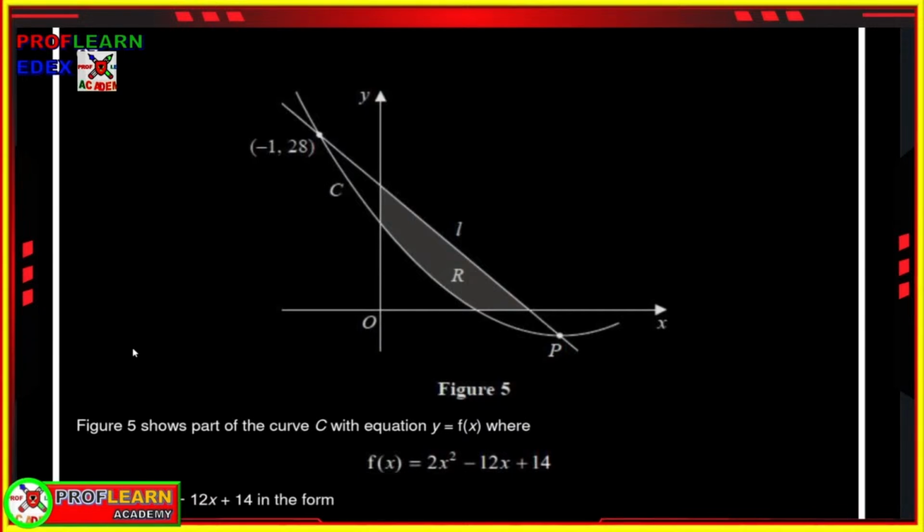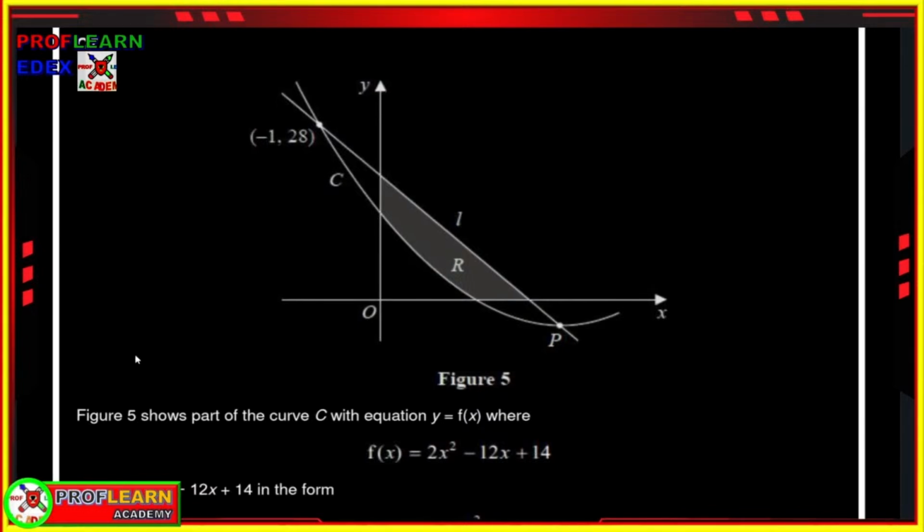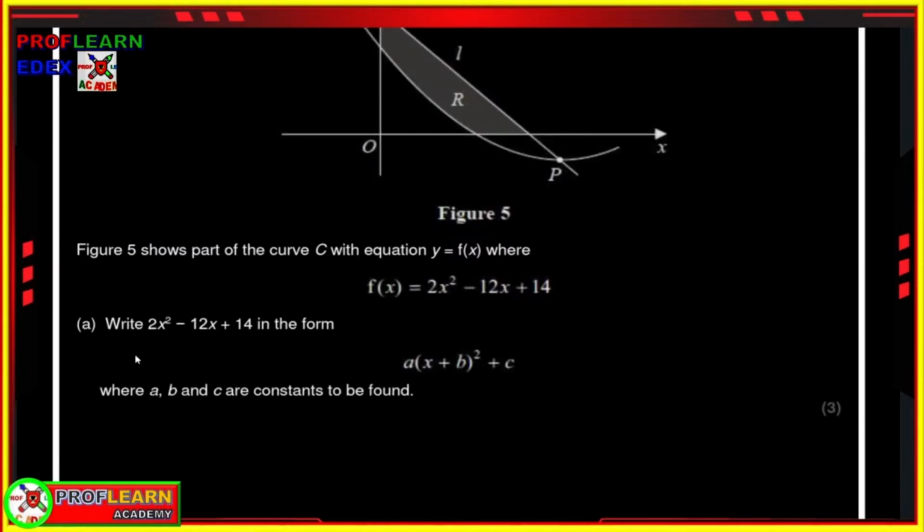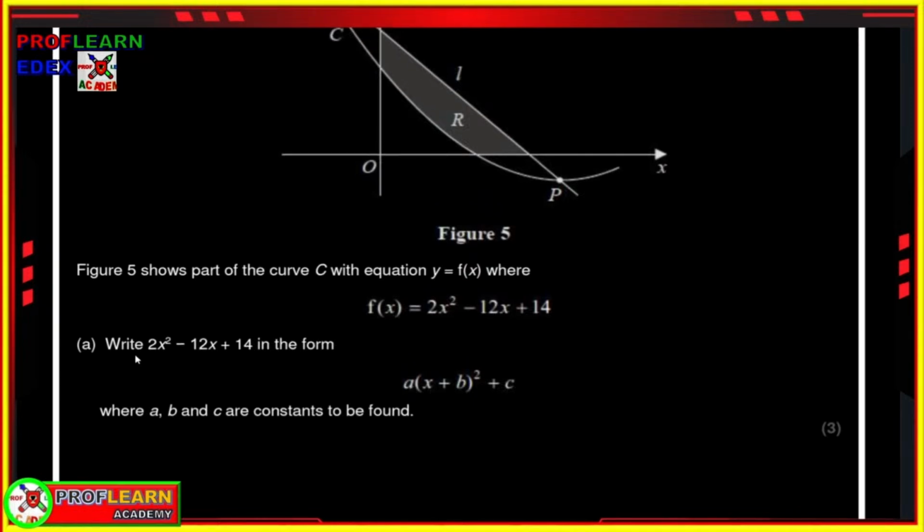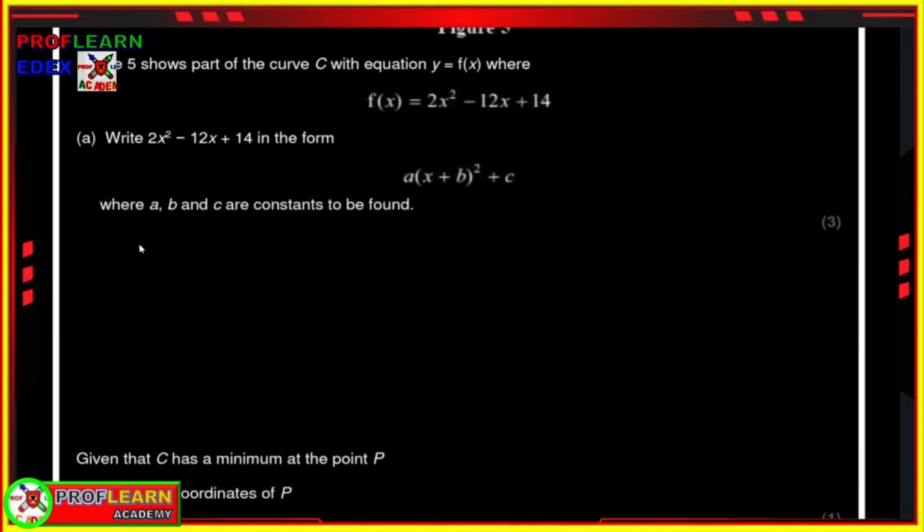Inequalities is also another area that you need to remember. Let's look at the figure which shows part of curve C with the equation y equals f of x, and f of x is given as 2x squared minus 12x plus 14. Now we are supposed to write it in the form a(x plus b) squared plus c, right? So which will mean that we need to complete the square here, and to complete the square is something that you really need to know.